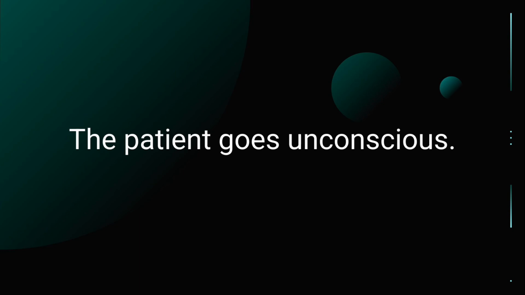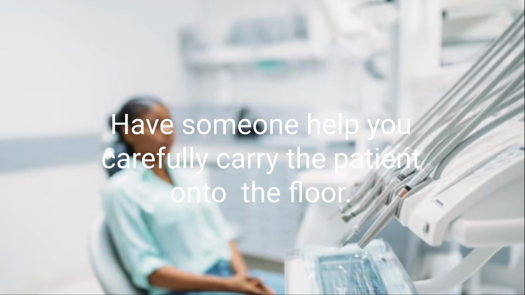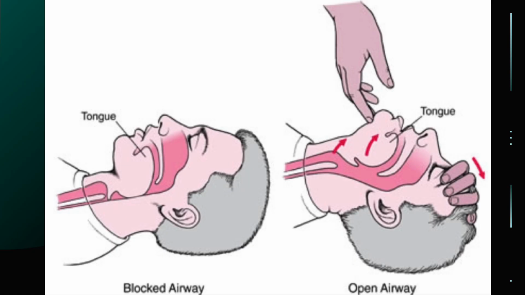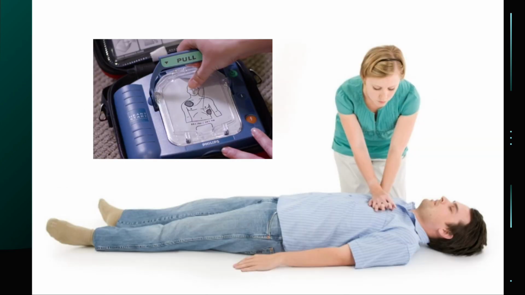Suddenly, the patient loses consciousness. First step is to check for a pulse, and you feel they do not have one. After you check for a pulse and any signs of breathing, have someone help you lower the patient onto the floor and use a head tilt chin lift to open the airway. At this point, you will begin CPR and use an AED until EMS arrives or the patient regains consciousness.